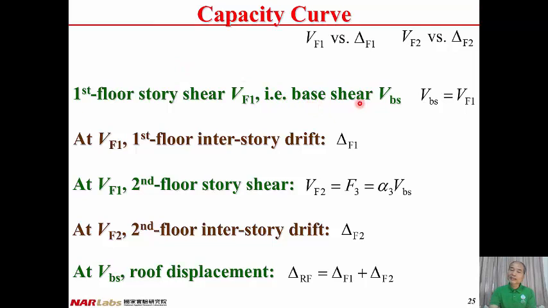Okay, the base shear VBS equal to VF1. And VF1 is the first story shear, VF1. And from the force relationship of the first floor, once we have VF1, then we can come up with the first story drift, delta F1.